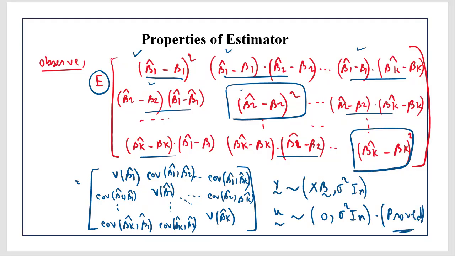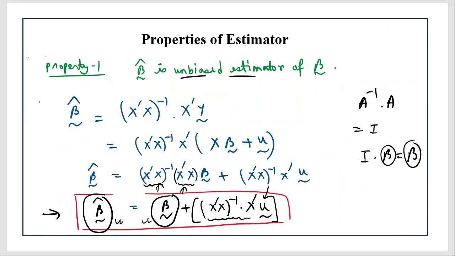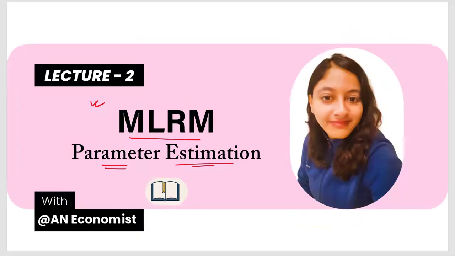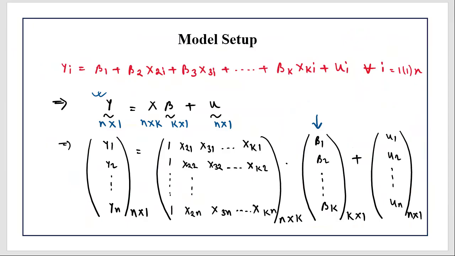I hope you find this lecture helpful. So let me do a quick recap of what we have done. Firstly, we started with the parameter estimation, where we did a quick recap of what we had done in the previous video. We started with this kind of a model and we saw what the matrix notation looks like for this particular model.